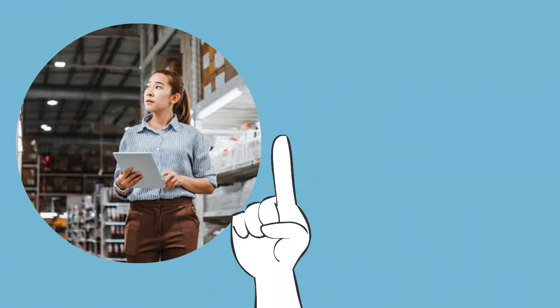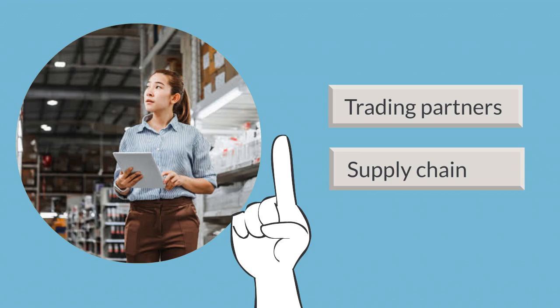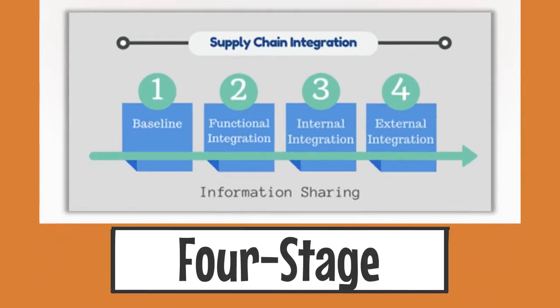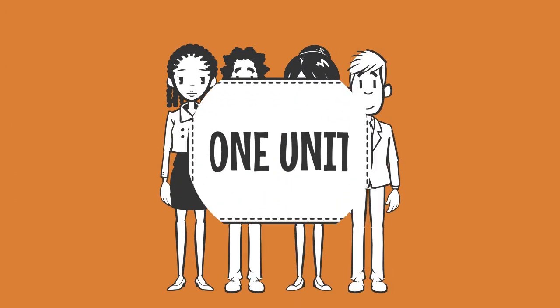Managing a supply chain as one unit implies sharing information between the different trading partners and across the entire supply chain. This is achieved through supply chain integration. A 4-stage supply chain integration framework allows companies to achieve the goal of becoming one unit.